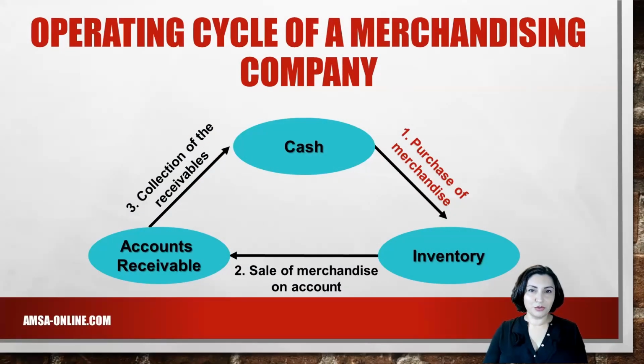Let's quickly review the operating cycle. The business's operating cycle is the time it takes a company to start with cash, purchase inventory, sell the inventory, and finally collect money from customers. Today, we will look at the purchasing of merchandise.